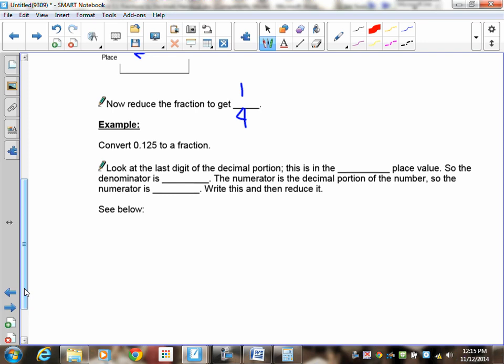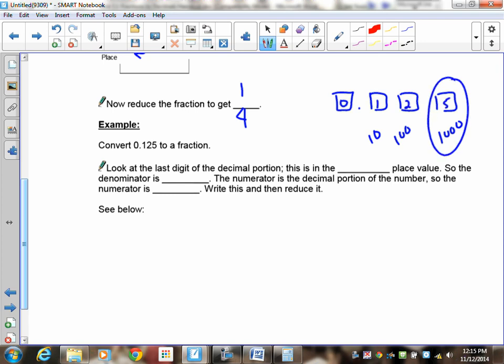0.125. Now remember before I showed you these boxes. Okay? This is the tenths, this is the hundredths, this is the thousandths place. Now you've got 0.125. Because the 5, the last digit, is in the thousandths place, that means your denominator is going to be 1,000. So look at the last digit. This is in the thousandths place. So the denominator is going to have to be 1,000. The numerator is the decimal portion of the number, so the numerator in this case is going to be 125.